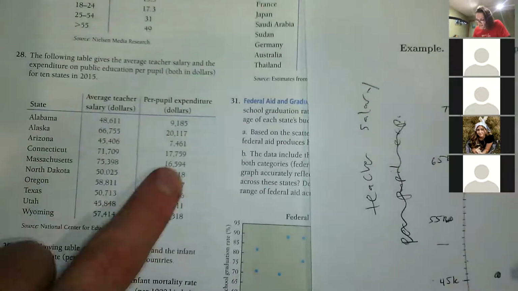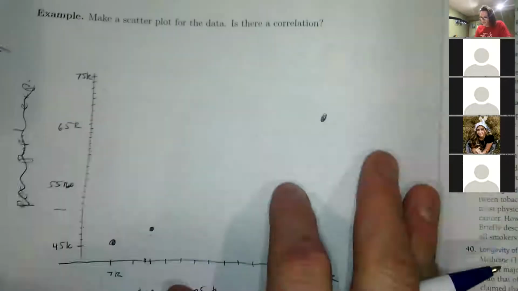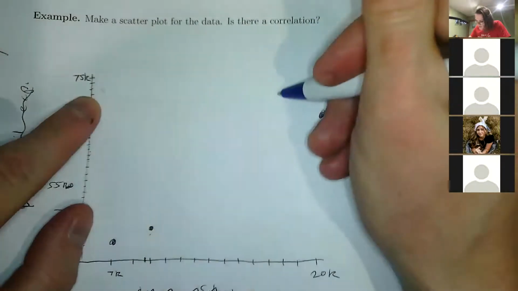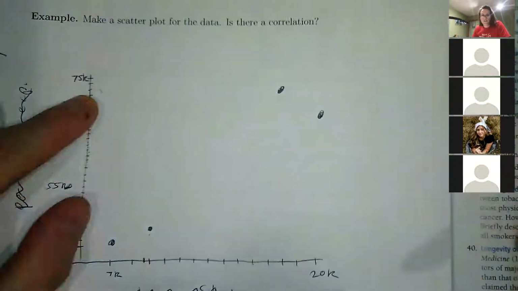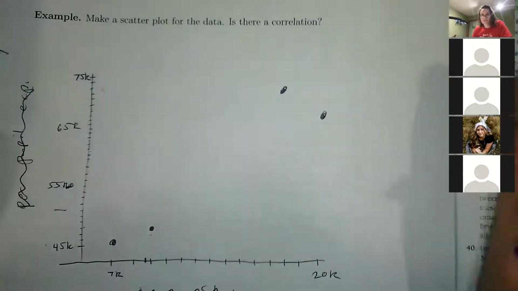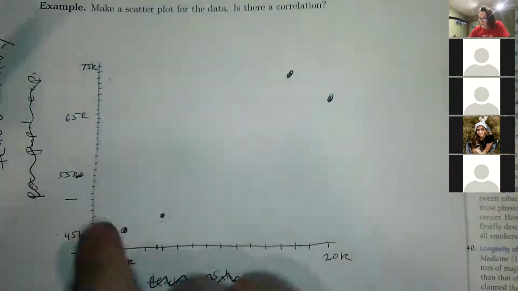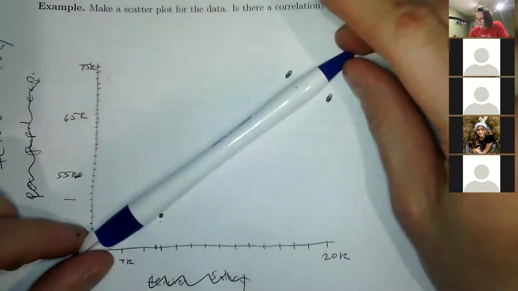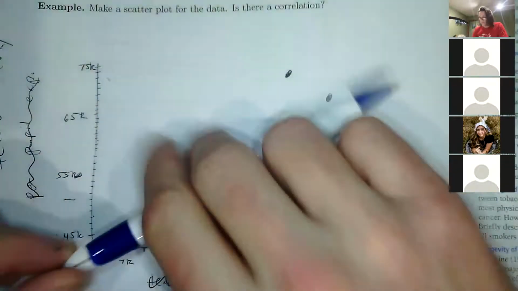Connecticut, 71, 17. So up 71, and then 19, 18, 17. So it's around there. And you're already seeing a positive trend, right? Like you lay your pencil down, like if you were to put a line that best fits these dots, even with 4 dots you're already seeing a good trend.